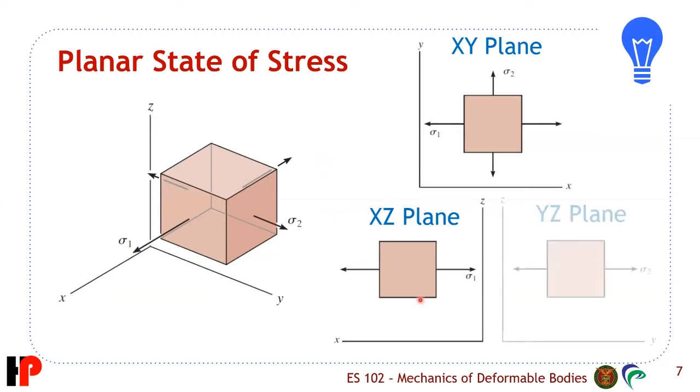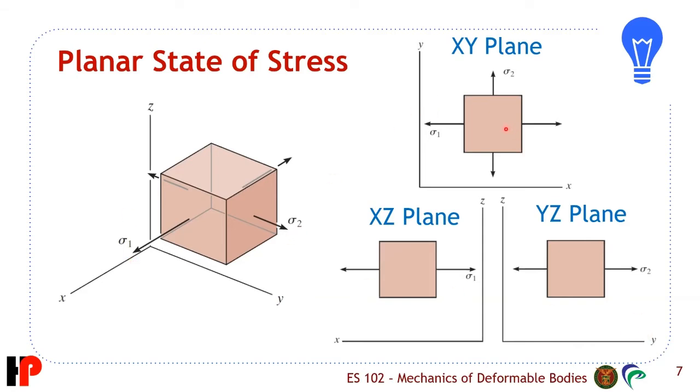And then, in the YZ plane, hindi naman natin makikita si sigma 1. Kita naman natin si sigma 2 papunta kay Y. Yan. And then, wala dito sa papunta kay Z. So, ibig sabihin pala, each state of stress, even if it's planar, you can actually view it from 3 planes.